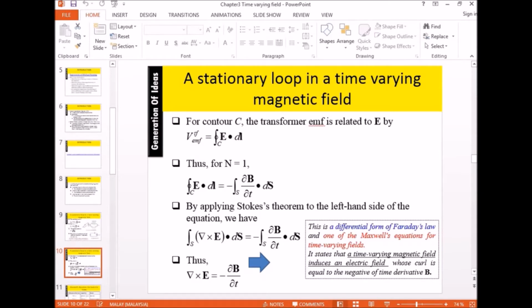I apply the Stokes theorem. Stokes theorem transforms the line integral to a surface integral. And when I compare these two things again, I can say that the curl of the electric field is equivalent to the negative of the partial differentiation of the magnetic flux density. This is just a rewrite because we are going into time-varying fields.